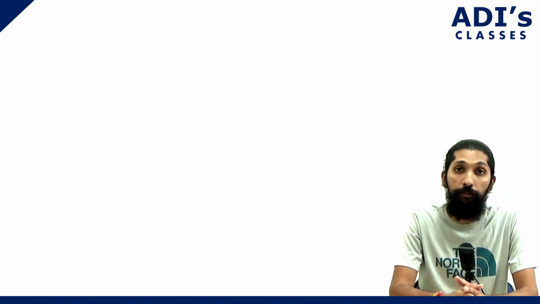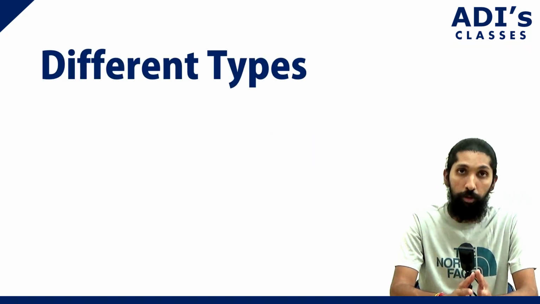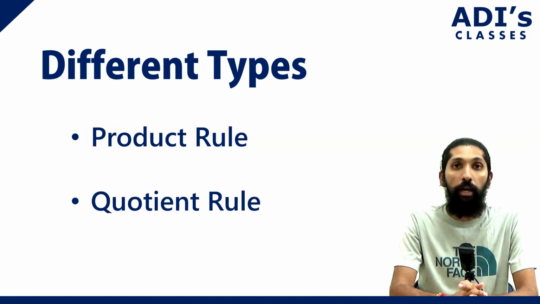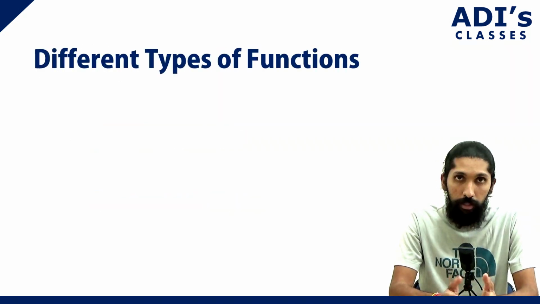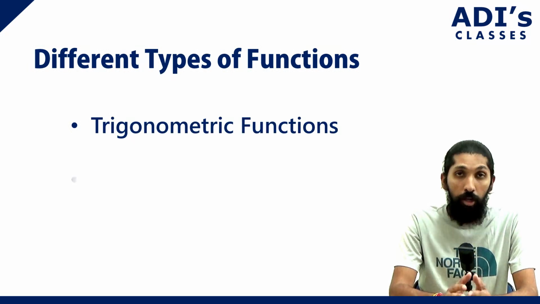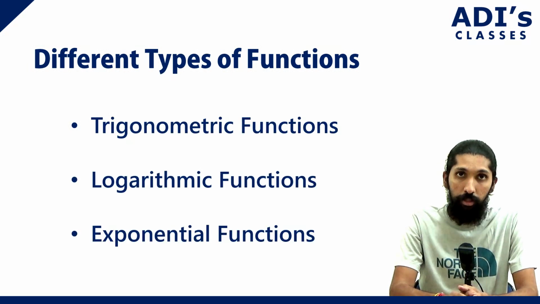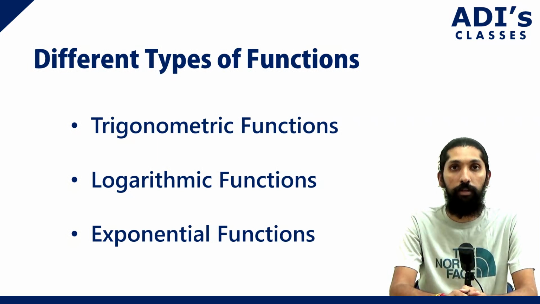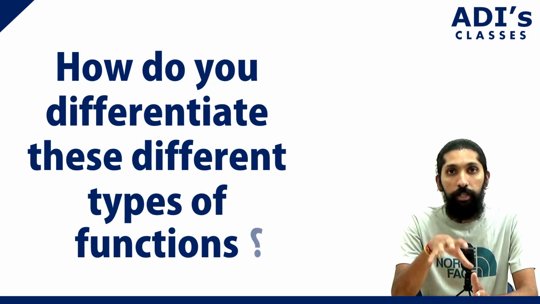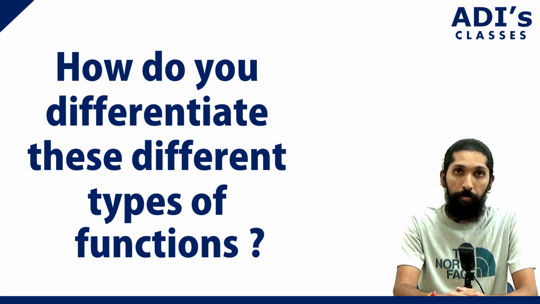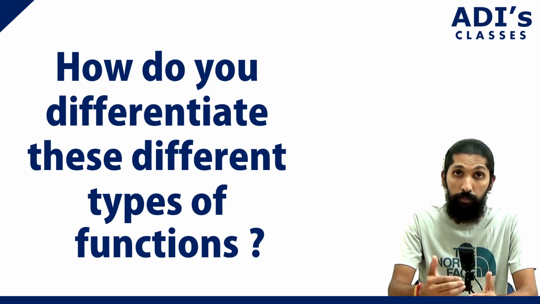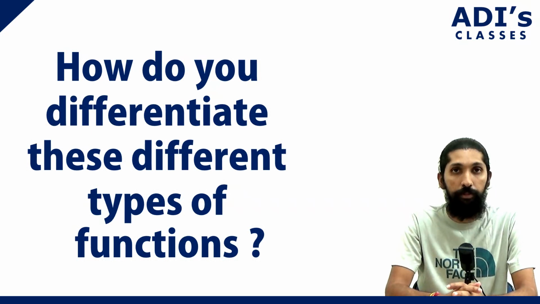You're going to understand different types, like you have product rule, you have quotient rule, and you also have different types of functions, like trigonometric function, logarithmic function, exponential. You have different types of functions. Now, how do you differentiate these different types of functions? That is what you start, and this is what you're going to go through in this entire chapter.